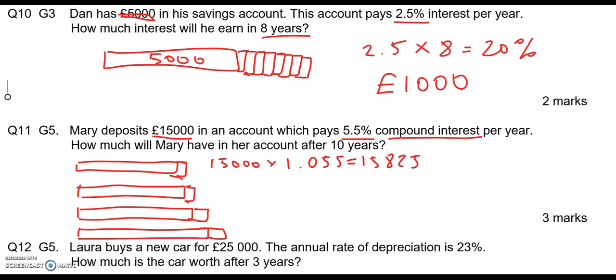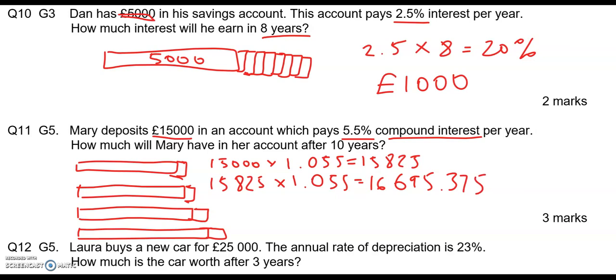Now for the second year, it should have 15,825 times 1.055. So it is 5.5% of this new amount, which is 15,825. That is 16,695.375.